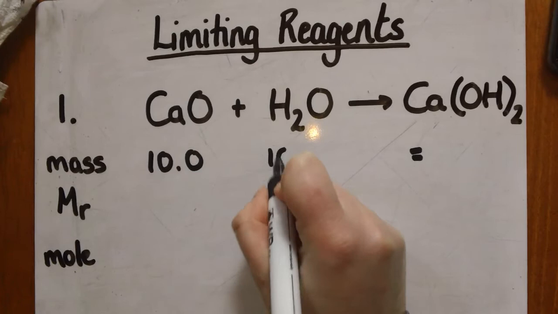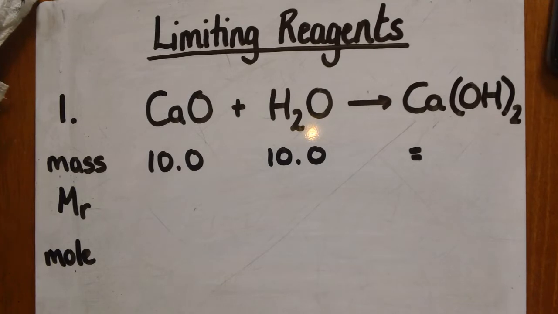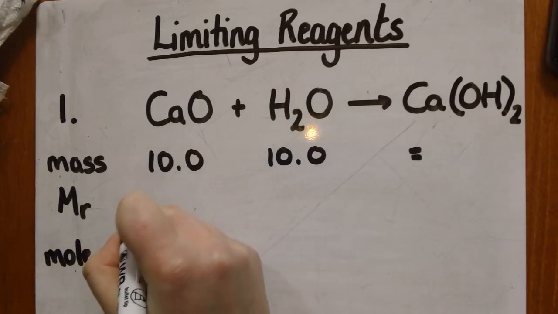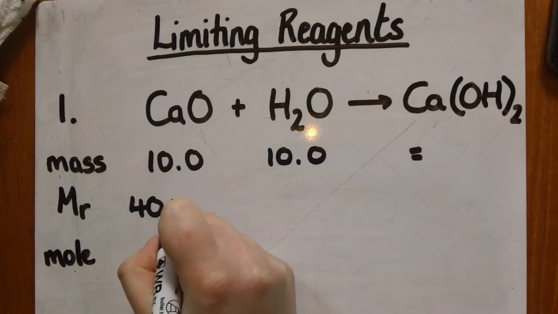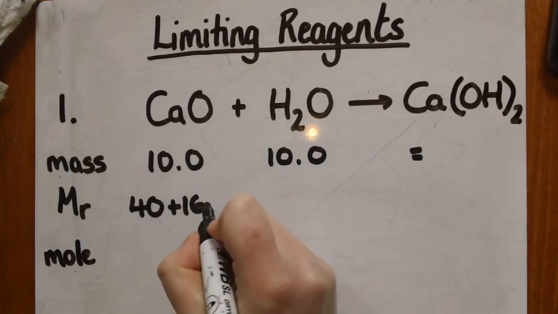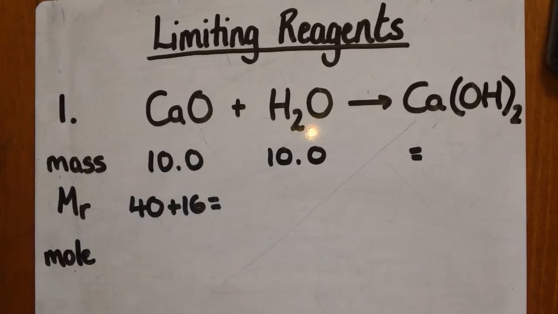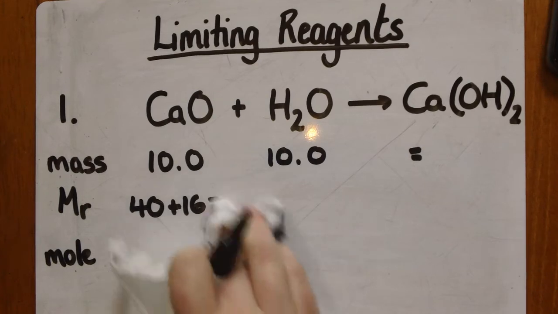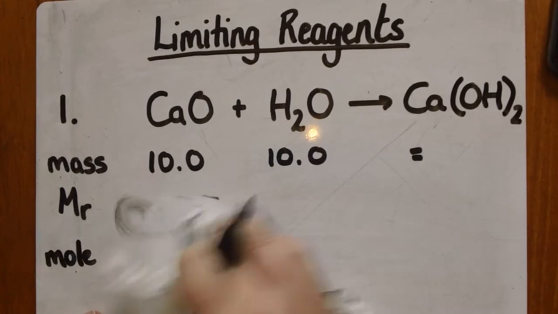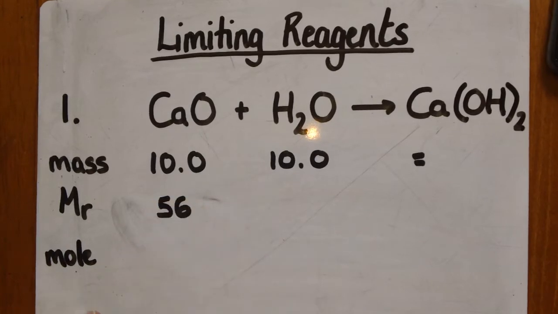10 grams of water. We now need to work out the MR for our calcium oxide. We've got 1 lot of calcium, so that's got a relative atomic mass of 40, and 1 oxygen, which has a relative atomic mass of 16. So together, we're going to do 40 plus 16, and that gives us an MR, or a relative formula mass, of 56.